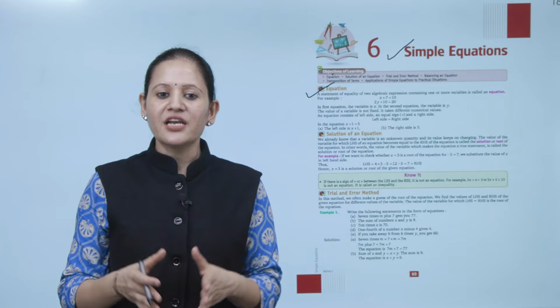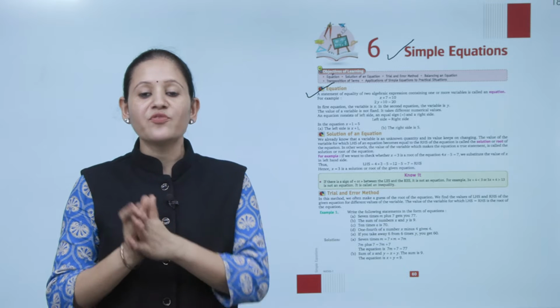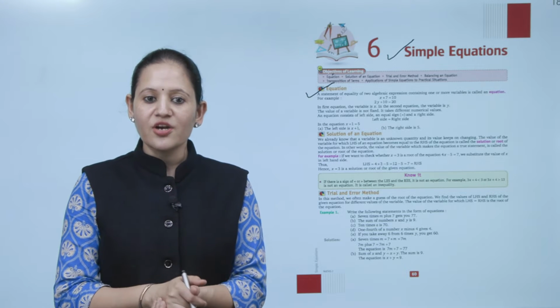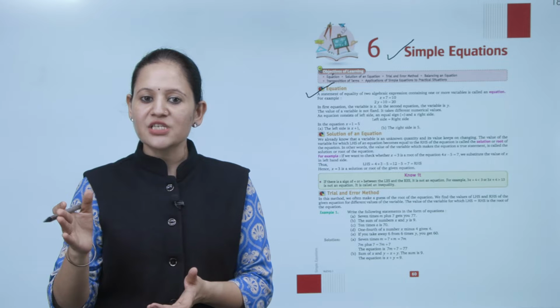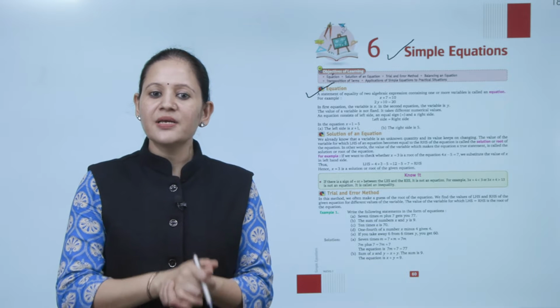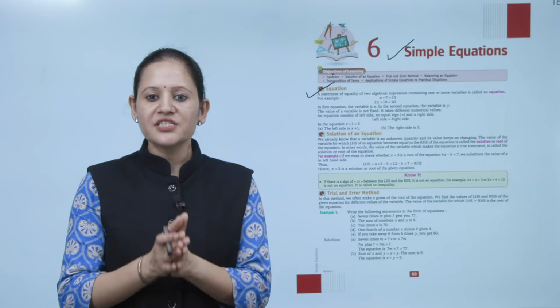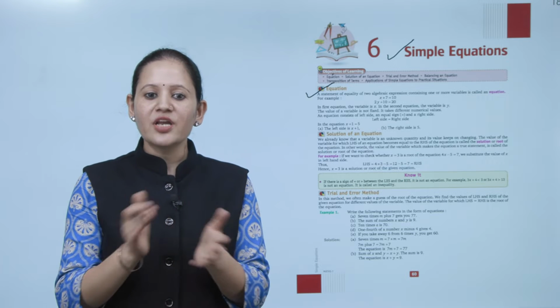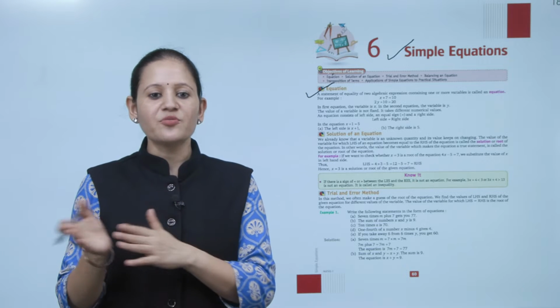A statement of equality of two algebraic expressions containing one or more variables is called an equation. For example, x plus 7 equals 10, 2y plus 10 equals 20. In the first equation, the variable is x. In the second equation, the variable is y. The value of the variable is not fixed. It takes different numerical values.